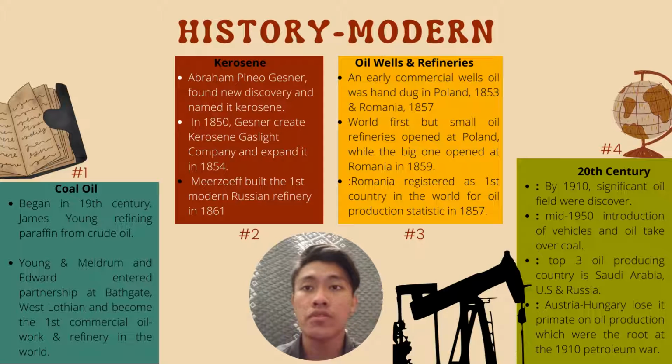Now we will proceed to oil wells and refineries. An early commercial well was hand-dug in Poland in 1853 and another in nearby Romania in 1857. At around the same time, the world's first small oil refineries were opened in Poland, but a larger one was opened in Romania.